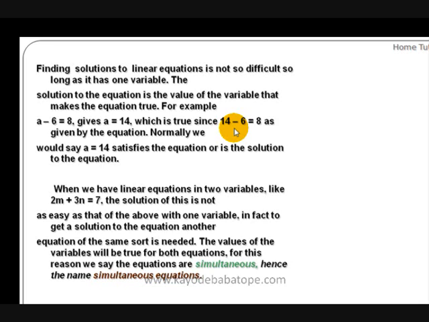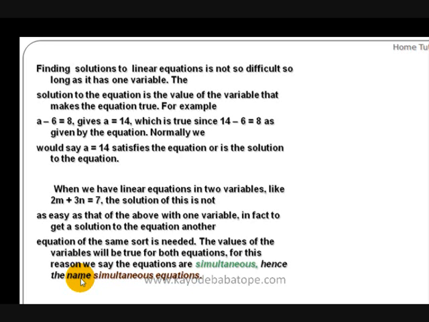However, when we have linear equations in two variables, like say 2m plus 3n equals to 7, the solution of this is not as easy as that of the above, which has just one variable. In fact, to get a solution to the equation, a linear equation in two variables, another equation of the same sort is needed, and the values of the variables will be true for both equations. For this reason, we say the two equations are called simultaneous, hence the name simultaneous equations. So we see the origin of simultaneous equations.